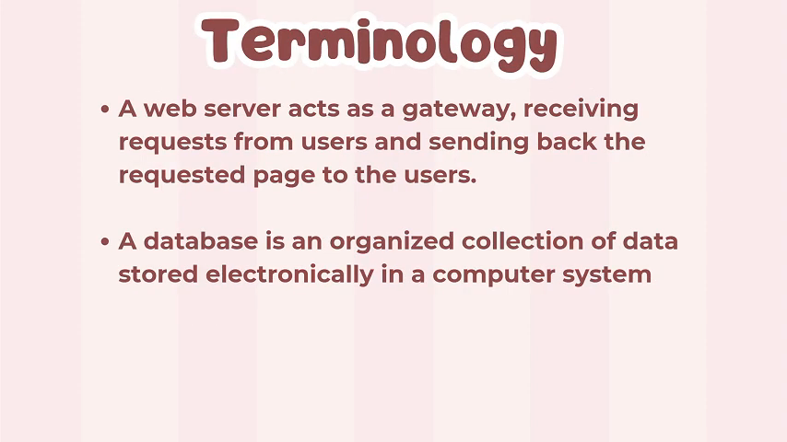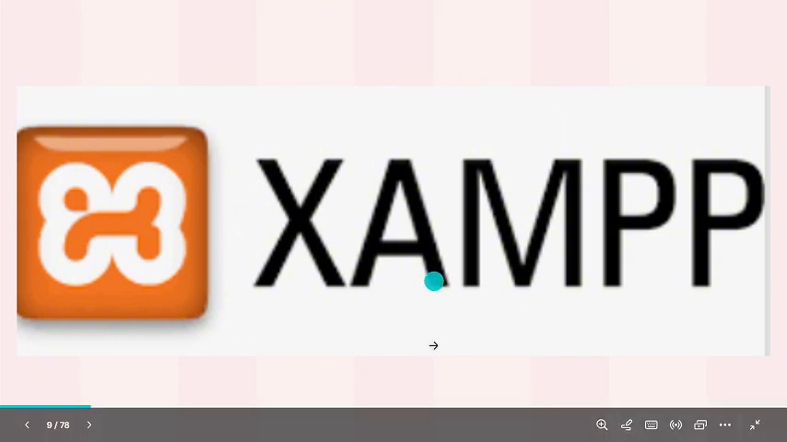Then sometimes we've heard web server. A web server acts as a gateway, receiving requests from users and sending back the requested page to the user. So let's say you search something on your browser. That web server will go and get that thing you're looking for and send it back to you. Then a database is an organized collection of data stored electronically in a computer system. What this means is just that it stores your data for you. This is basically what a database does. So this is the image of the XAMPP you're going to be installing.